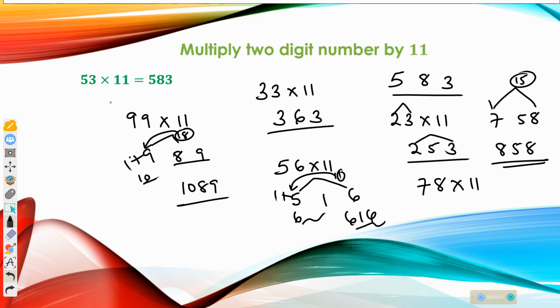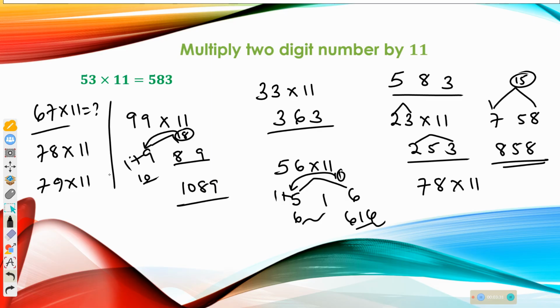Hey, try for me this question here. You want to multiply 67 times 11. Put it in the comment section. Which answer are you getting? Hey, try for me as well: 78 multiplied with 11, and 79 multiplied with 11. Make sure you get the answers in less than 3 seconds.